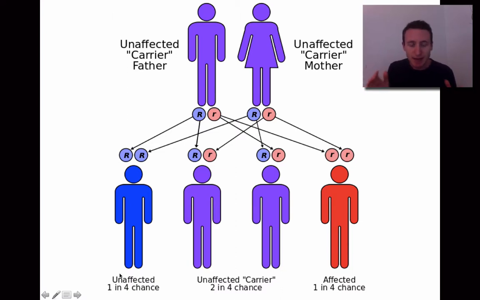This is the best because that means that not only is this person not going to develop the disorder, they're also going to pass on their dominant copy, one or the other, it doesn't matter, either this one or this one, to their offspring.